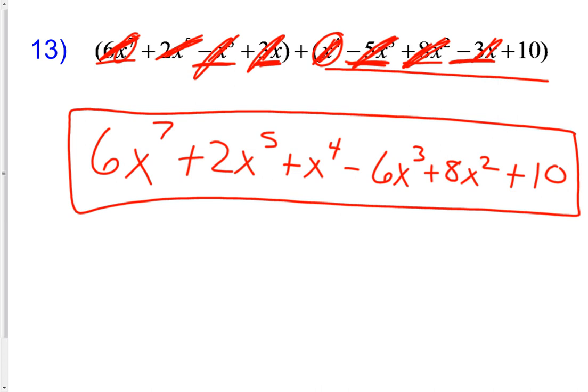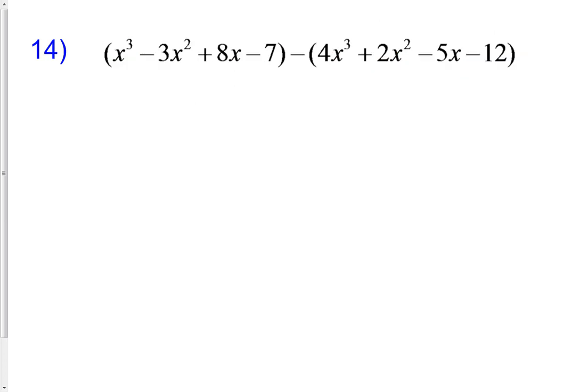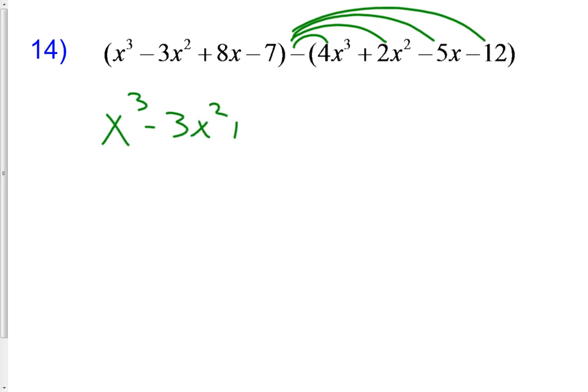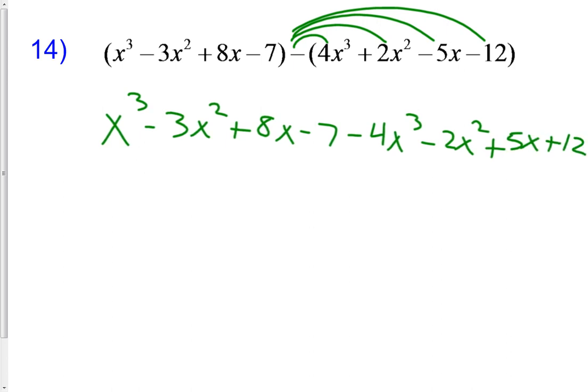On question number 14, we are subtracting. So it's very similar to adding. You just got to distribute the negative sign to all of these terms, and then you combine like terms. So you still have your x cubed minus 3x squared plus 8x minus 7. And then when we distribute the negative sign, it's a negative 4x cubed, a negative 2x squared, a plus 5x, and a plus 12. When you distribute the negative 1, all of the signs in this polynomial just change signs.